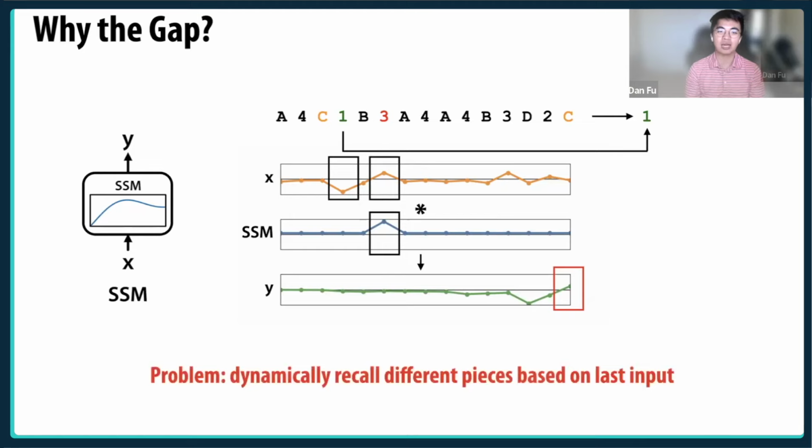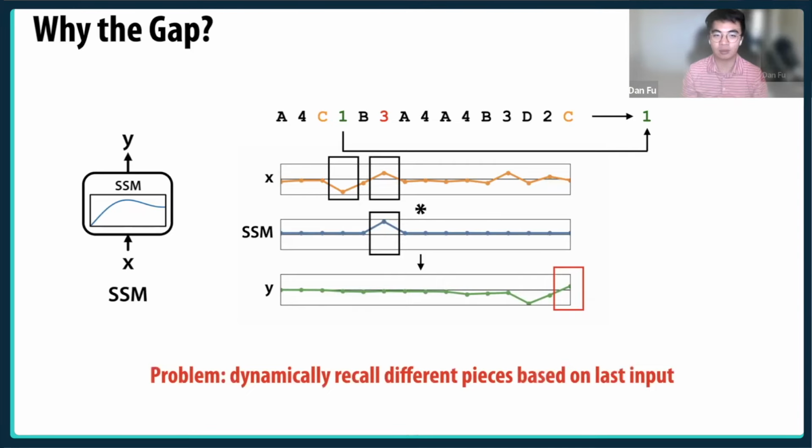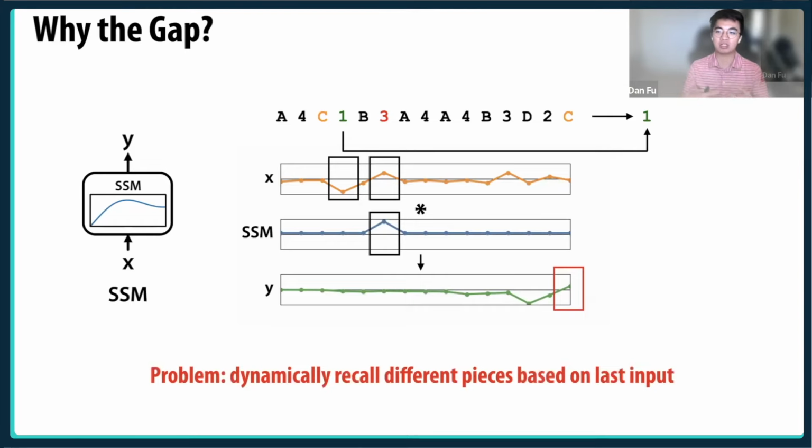So the intuition is that these SSMs are very good at doing a static lookup. So you can do something like pick out the token that came 5 tokens or 10 tokens before me. But it's very difficult for them to do a dynamic lookup based on the last token. And in this particular synthetic, you don't know how far the gaps between those C's are. So you can't just hard code a particular static lookup table.